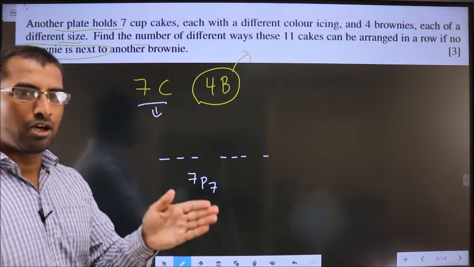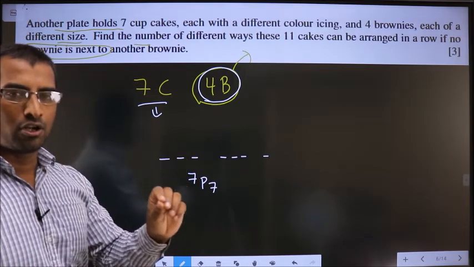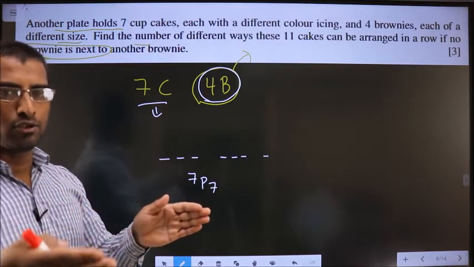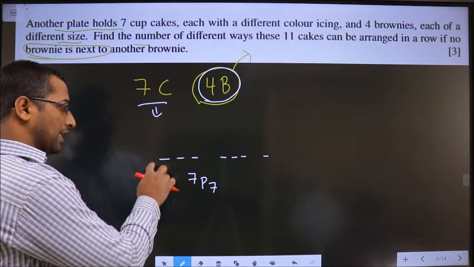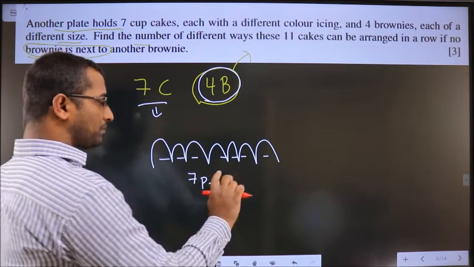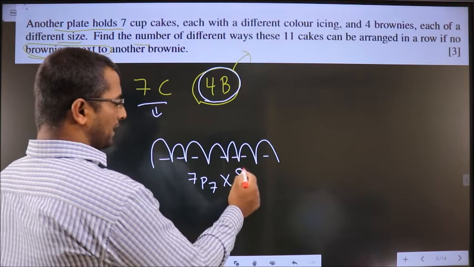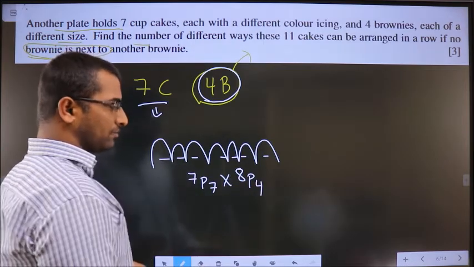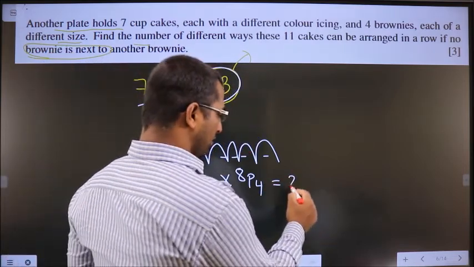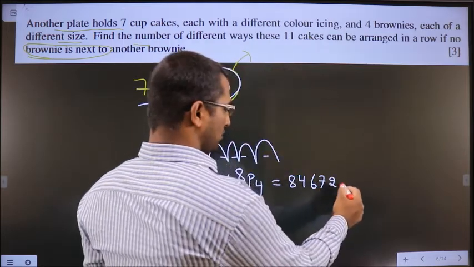Now I should see in between how many places I have for these brownies. Brownies should not be together means they should be placed in between. So count 1, 2, 3, 4, 5, 6, 7, 8. 8 in-between places for 4 brownies. So they can be arranged in 8P4 ways. If you put this in the calculator, you get the answer to be 8,467,200.